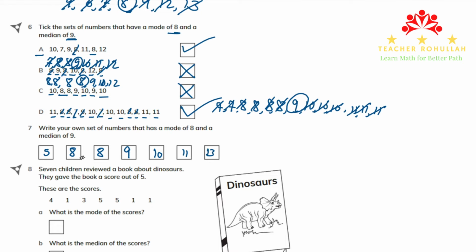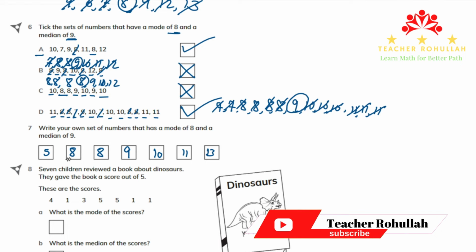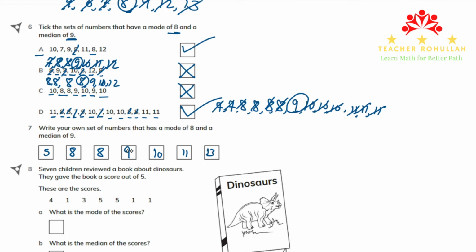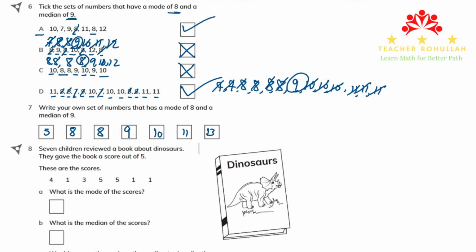Now we have the mode of 8 and the median of 9, because 8 occurs 2 times and 9 is in the middle, as we have ordered it from smallest to biggest. So question 7 is also solved. Let me scroll down to move to question 8.